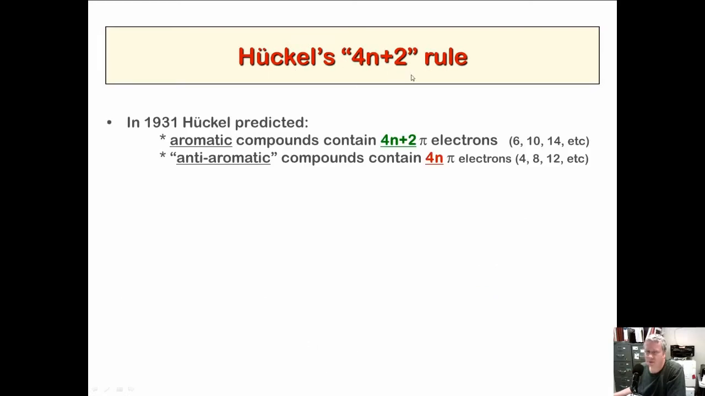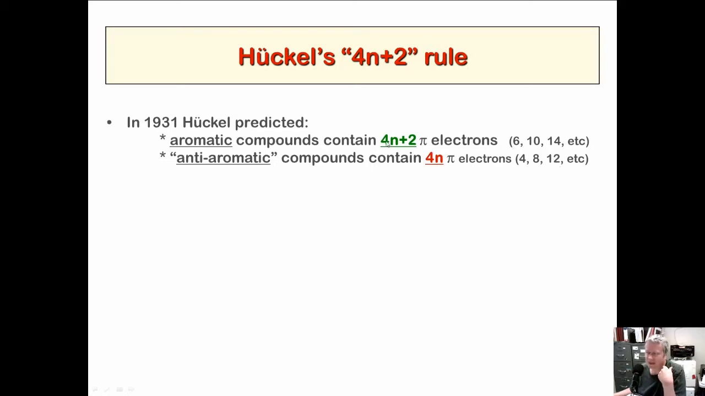So Huckel's 4N plus 2 rule basically predicts that there are aromatic compounds and they contain 4N plus 2 electrons. What does that mean, 4N plus 2? That could mean 6, 10, or 14 as an example, right? And then there are also molecules that are called anti-aromatic, and those contain 4N pi electrons. So that could be 4, 8, 12, right?